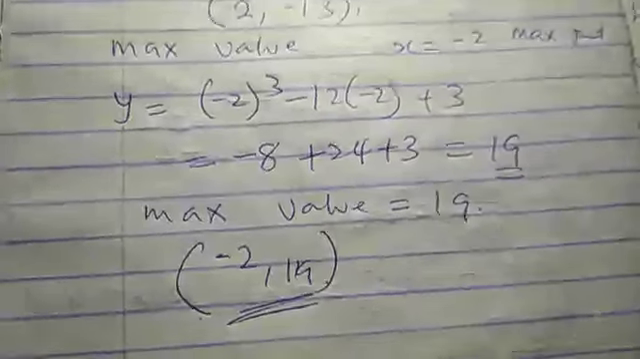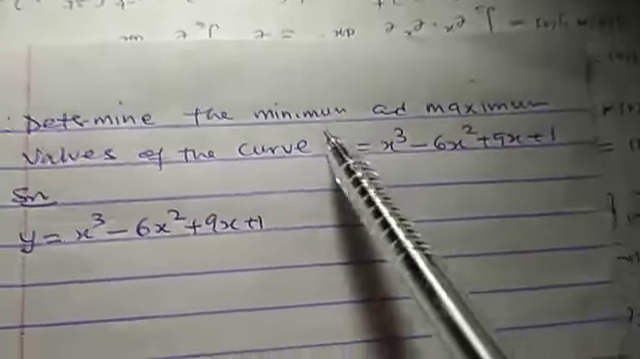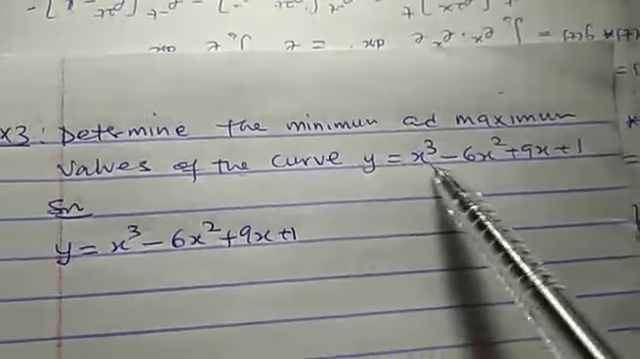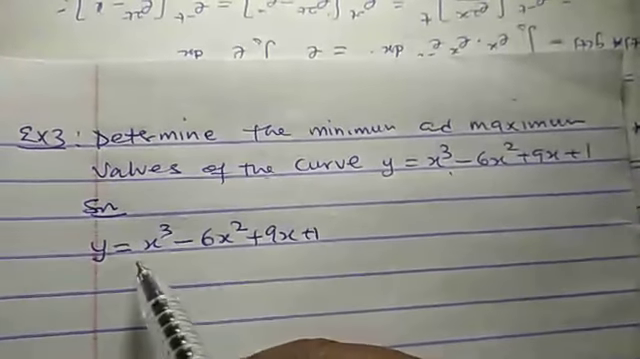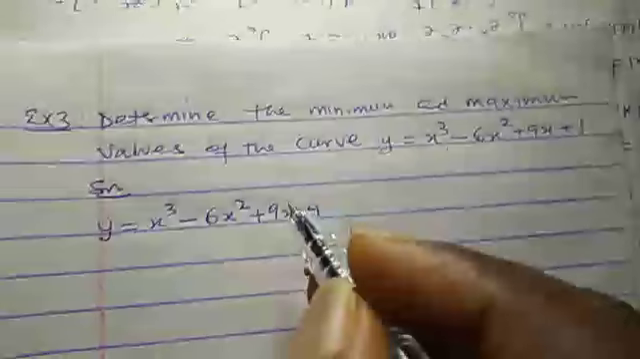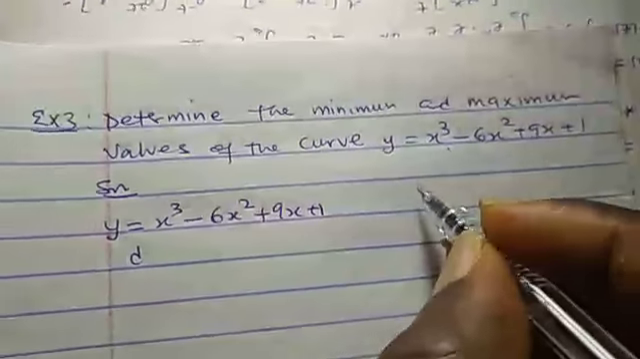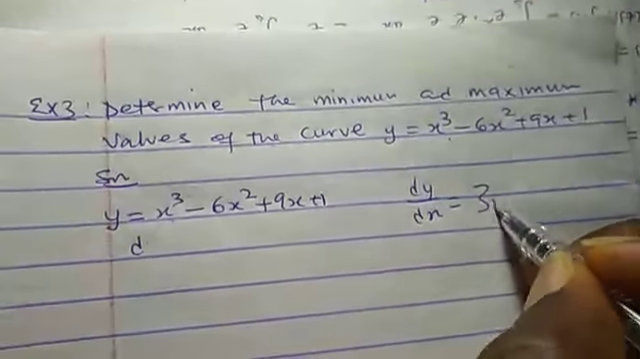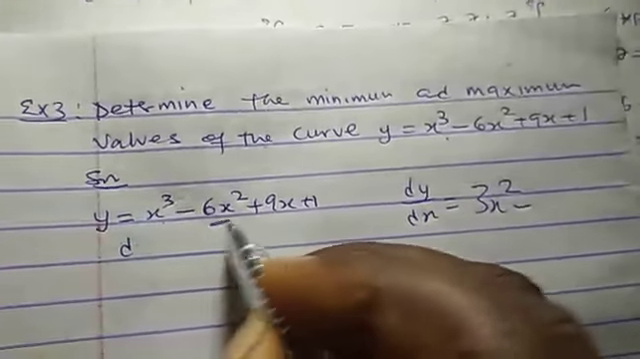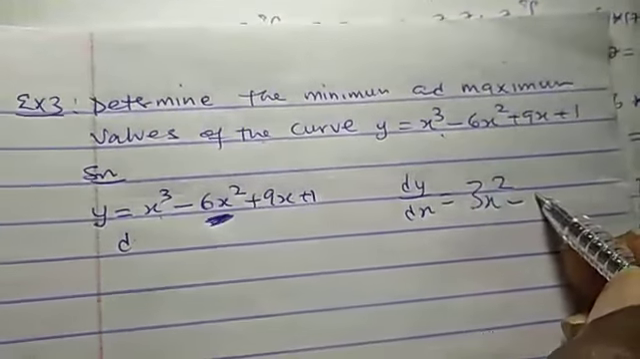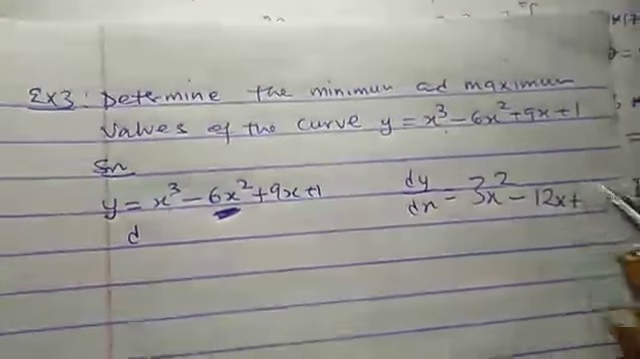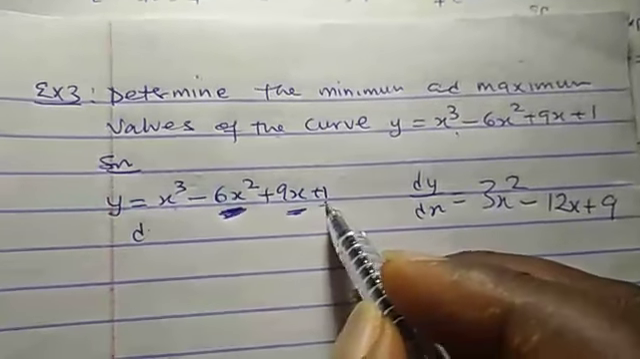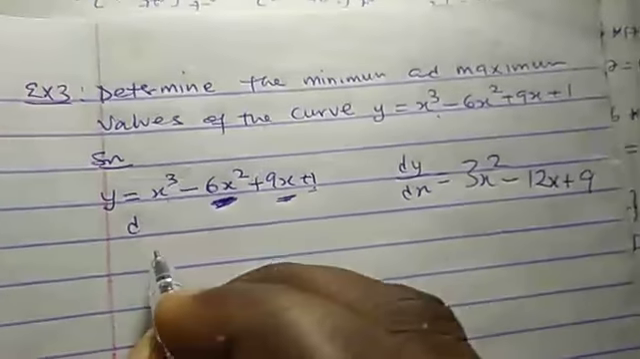19 is the maximum value. So let's take another example. Determine the minimum and maximum values of this curve. Now, to get that, our first thing, we differentiate dy/dx. If I differentiate s cubed, I will have 3s squared, minus, if I differentiate 6s squared, I will have 12s, plus, if I differentiate 9s, I will have 9. But if I differentiate this, I will have 0. So that's the first step.